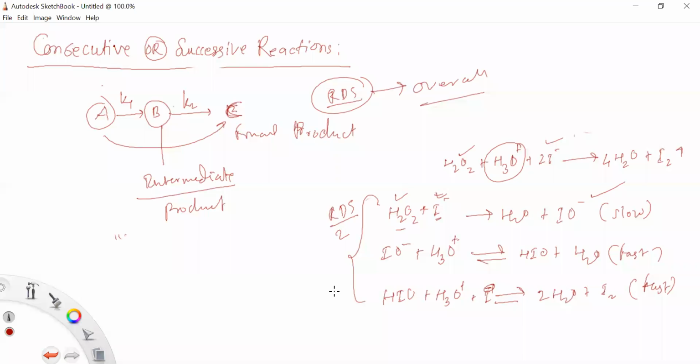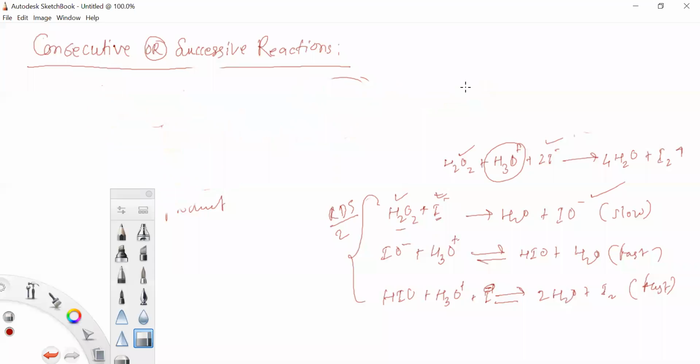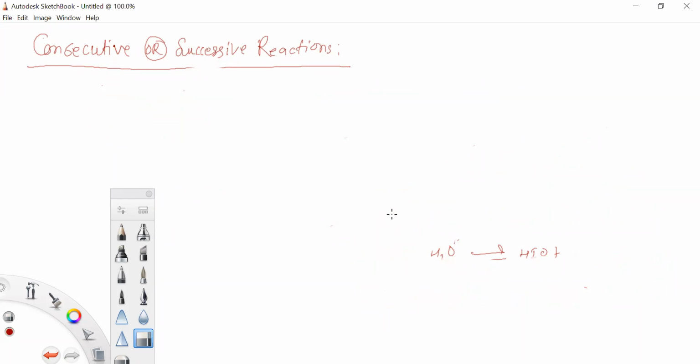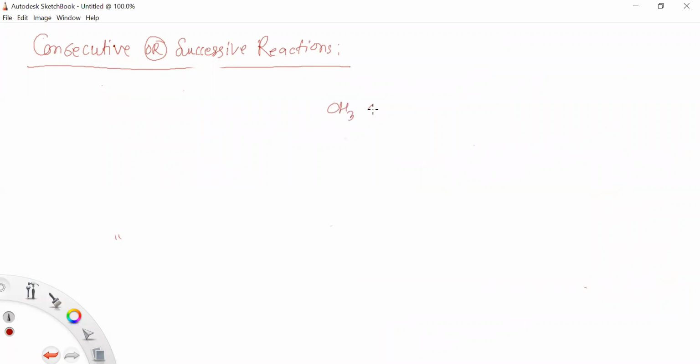So in this way we can find out the rate of reaction and the order of reaction of consecutive or successive reactions. Now the second example of a consecutive or successive reaction is the decomposition of acetone molecules in thermal conditions. This is the acetone molecule, which in presence of thermal conditions forms ketene.